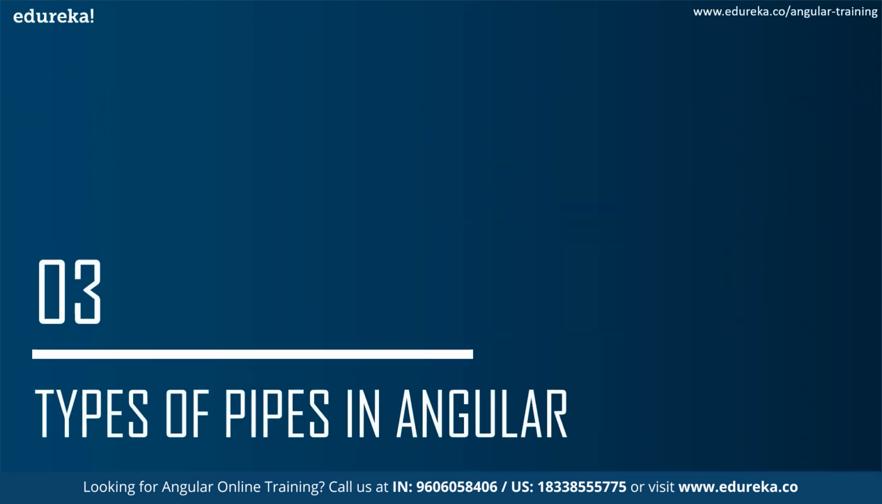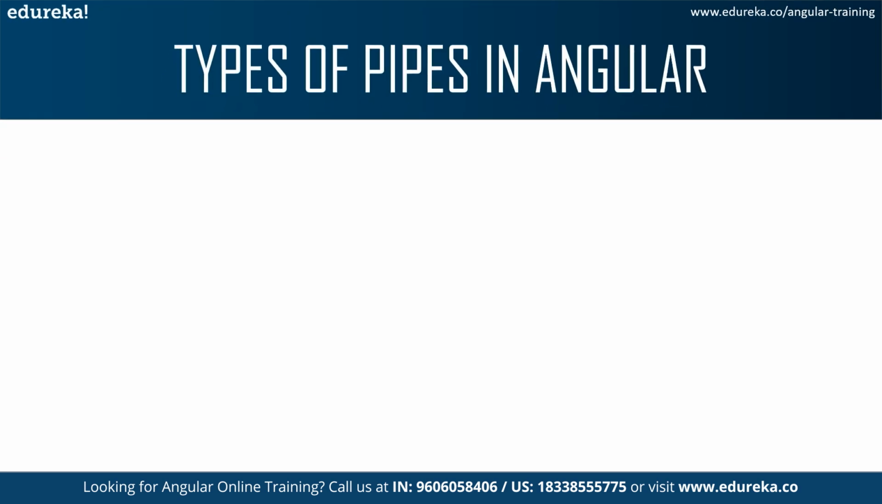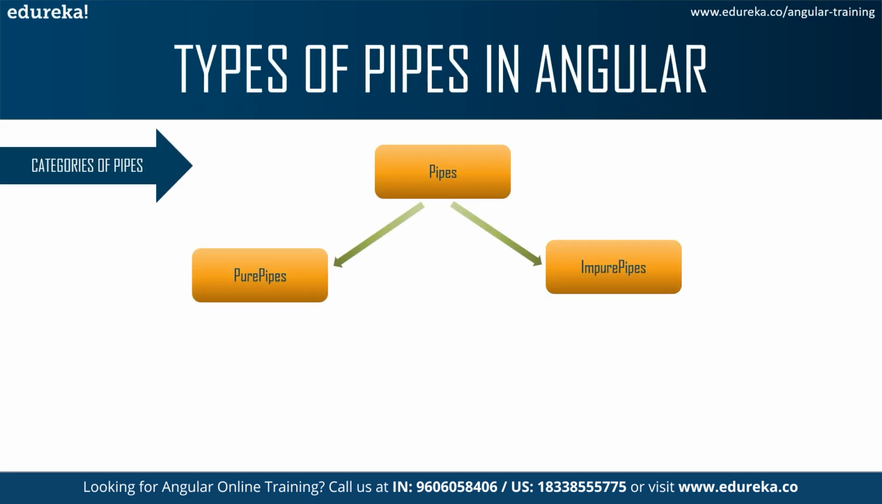Now, the interesting part is to see how many types exist in our pipes. Pipes can be categorized into two types, which are pure pipes and impure pipes. As the names get interesting, we'll also have definitions and explanations for each of the categories in pipes.